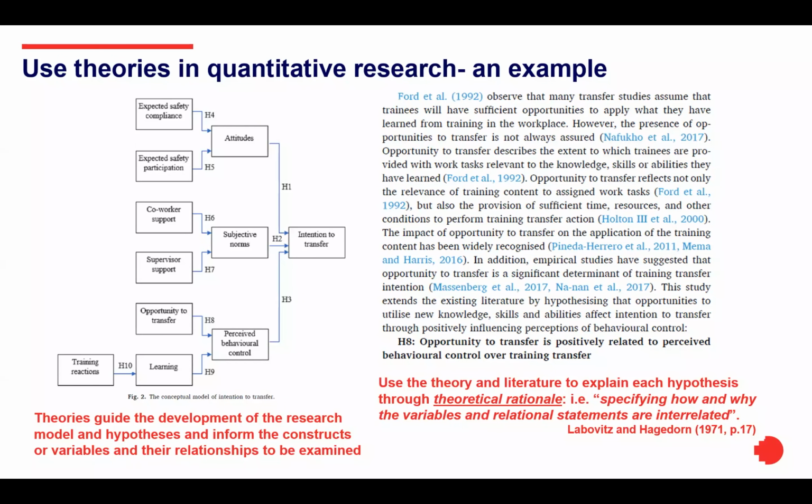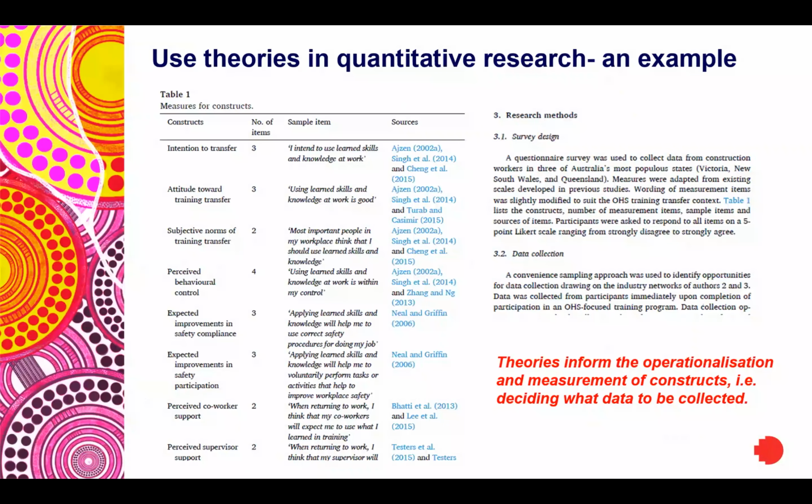We drew on the theory and other relevant literature to explain each hypothesis through the process of theoretical rationale, which means we specify how and why the variables and relational statements are interrelated in a study. Apart from informing the research model and the hypothesis, theories also inform how to define, operationalize, and measure each construct or variable. Basically, theories decide what data to be collected.